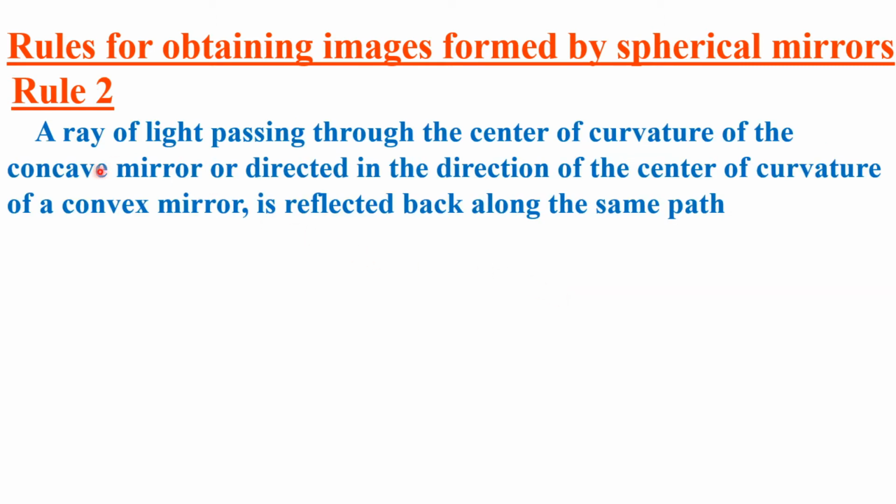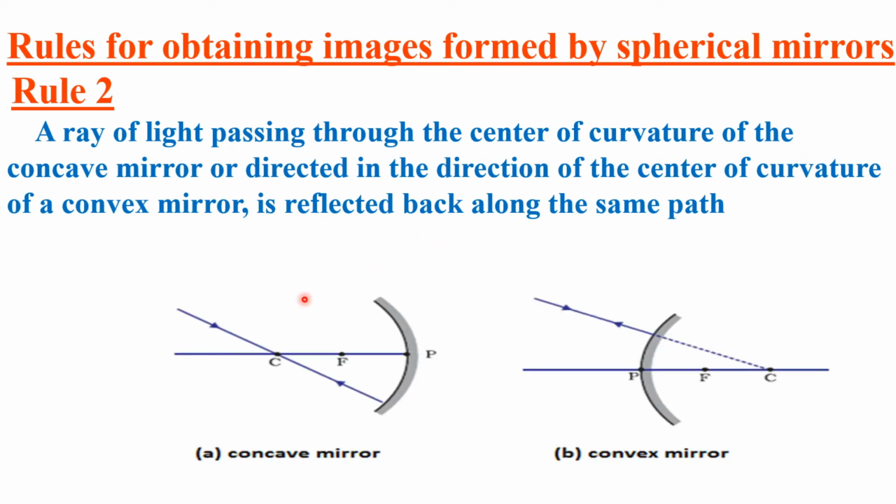Second rule: a ray of light passing through the center of curvature of the concave mirror, or directed in the direction of the center of curvature of the convex mirror, is reflected back along the same path. So, this ray of light passing through the center of curvature will be reflected back the same way, and here also in the convex mirror the ray of light directed towards the center of curvature will be reflected back along the same path.